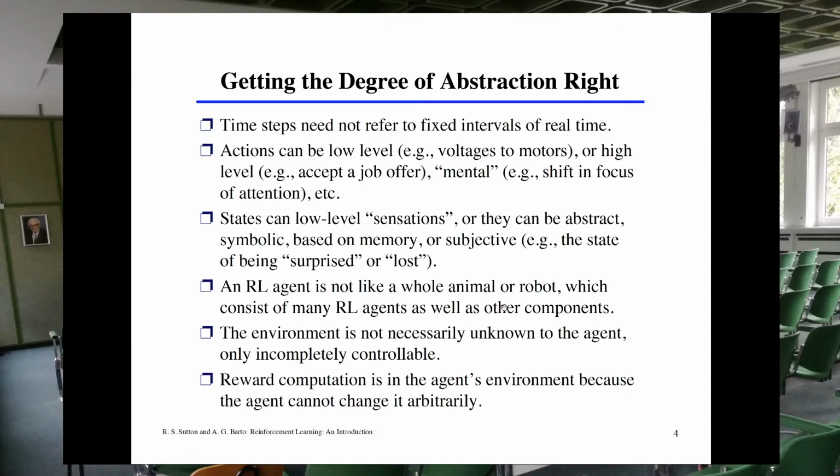An RL agent is not like a whole animal or robot, which consists of many RL agents as well as other components. This idea of the RL agent as a whole animal is very difficult to accomplish. You will see when you implement these algorithms, you need to specify as clearly as possible the goal that you want the agent to learn. So a system as complicated as an animal or a whole robot would need to be implemented using several reinforcement learning agents. Systems this complicated would be basically impossible to solve using only one reinforcement learning problem. You need to define several of them at different levels of abstraction.